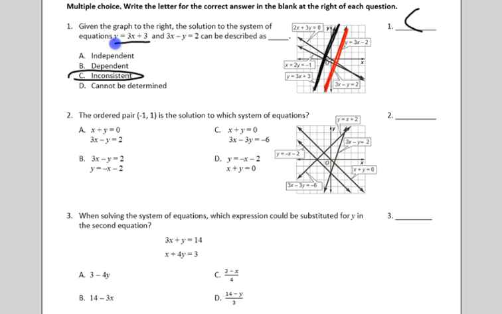The ordered pair negative 1, 1 is the solution of which system of equations? You find negative 1, 1 in the graph. Right here it is. There are two equations that intersect. This one right here, which is either y equals x plus 2, which is not one of the choices, or 3x minus 3y equals negative 6, which is one of the choices. And to double check, the other equation, x plus y equals 0, so that's letter C also.